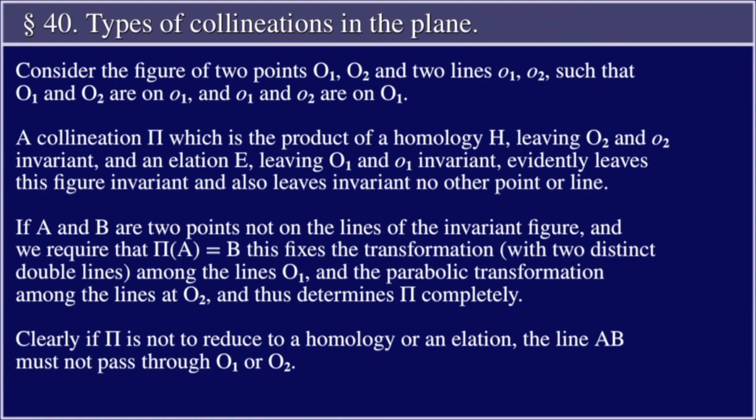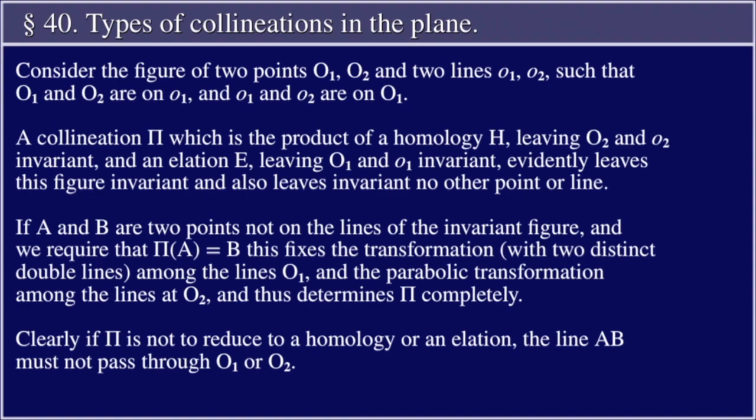If A and B are two points not on the lines of the invariant figure, and we require that pi of A is equal to B, this fixes the transformation with two distinct double lines among the lines at O1, and the parabolic transformation among the lines at O2, and thus determines pi completely.